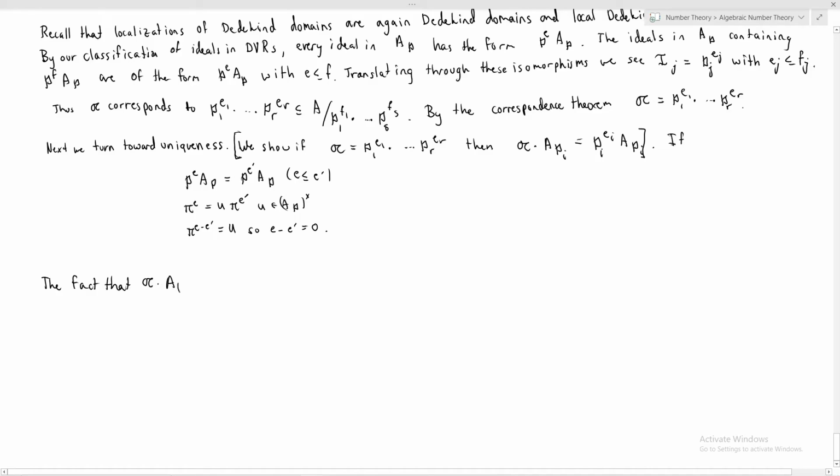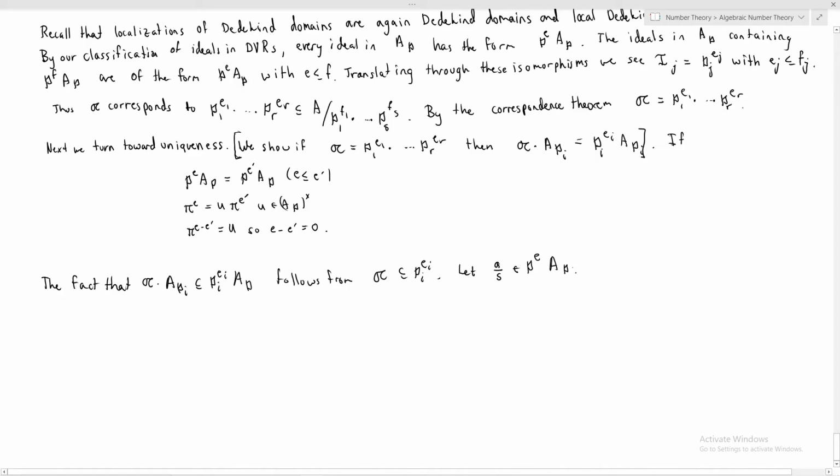The fact that this guy is contained in this guy just follows from A contained in P_i. So since each of these ideals, this product is contained in Pi to the EI for each of these i's. Okay, so one inclusion is clear. We're going to let A over S be in P to the E.